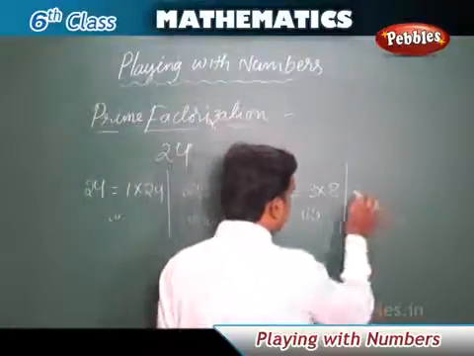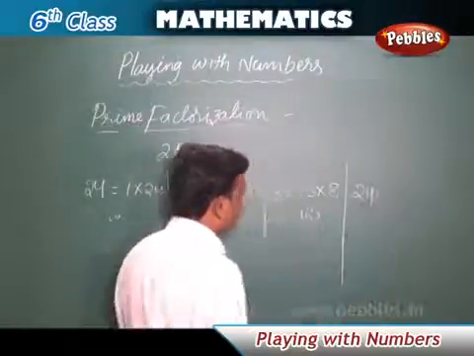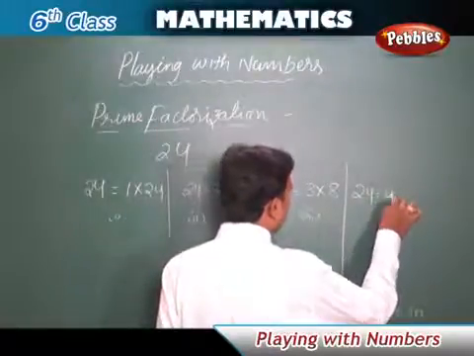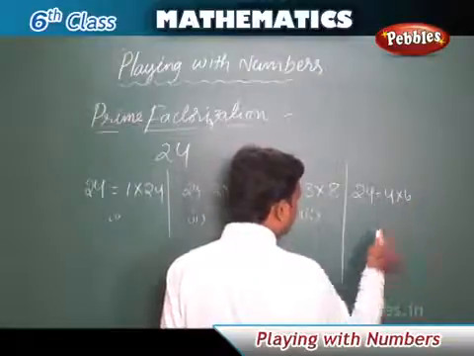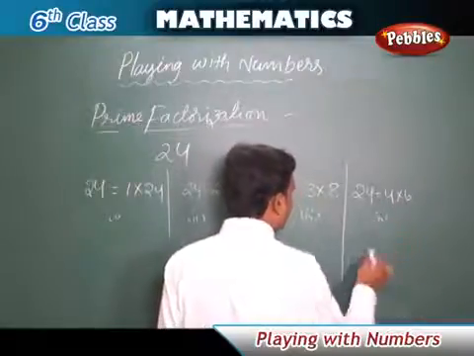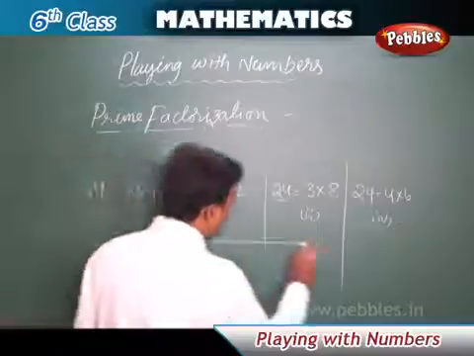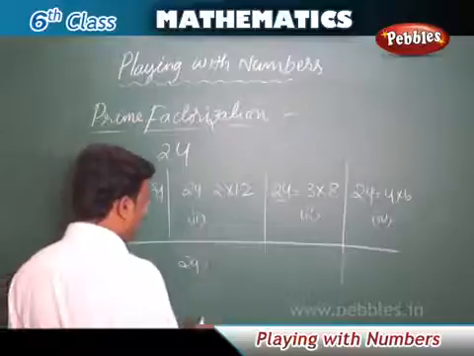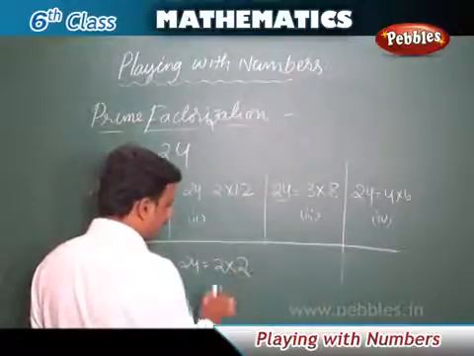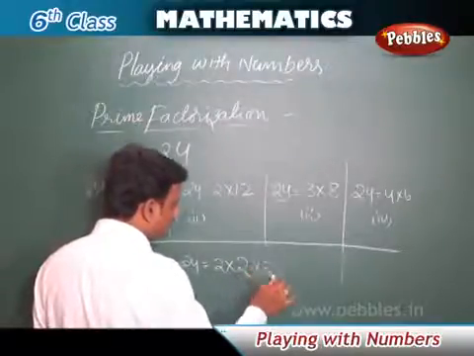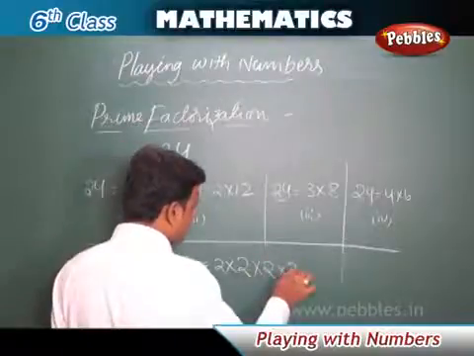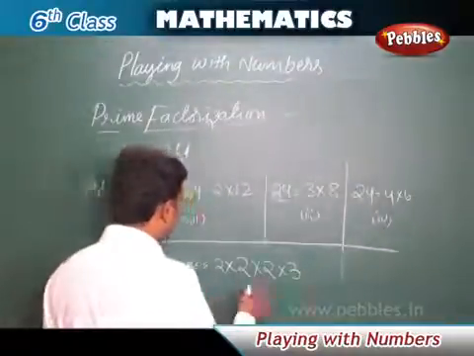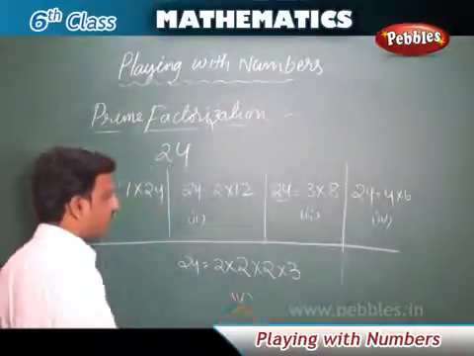Now let us see the fourth way of factorization here. 24 we can write as 4 into 6. 4 sixes are 24. Now we have one more way to write 24. 2 into 2, 2 twos are 4. 4 into 2, 8. 8 into 3, 24. So in this way also we can write the factors for 24. This is the fifth instance.